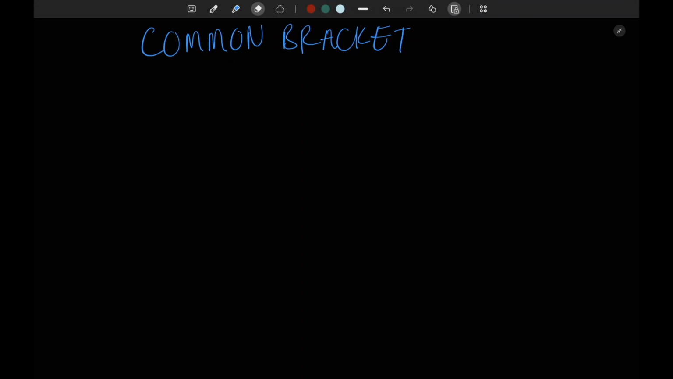Today's lesson is about the common bracket. Now this is one of the easiest ways to factorize. Let me prove this with the first example. Number 1, let's do 4(x - 2) + 7(x - 2).